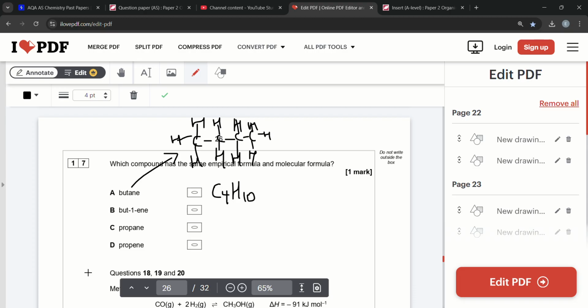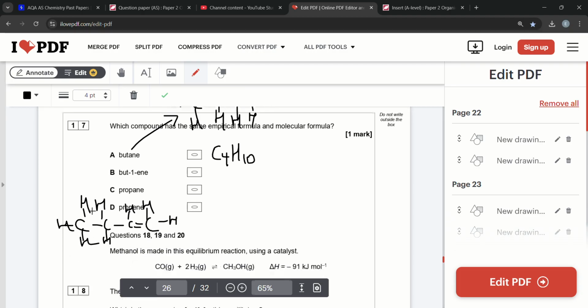C4H10, yes. Methane, ethane, propane, butane, but it's got a double bond on the first carbon. So we've got this. And obviously, because we've got the double bond, we lose 2 hydrogens, so we're not going to have those 2 hydrogens. 1, 2, 3, 4, 5, 6, 7, 8. C4H8. Propane, methane, ethane, propane. C3H8.